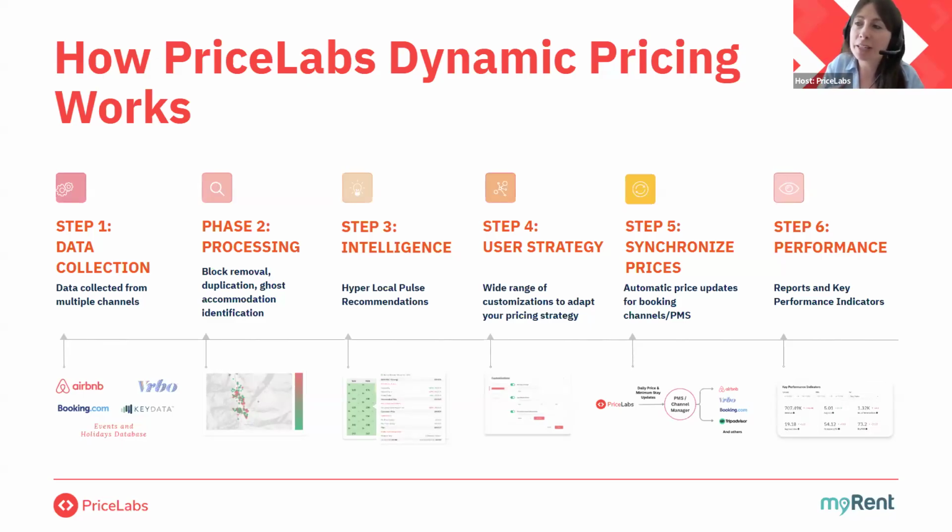Together with the automation, you can also control your prices. So we have a wide range of customization that you can personalize. This is, if you have already a strategy, you can implement it using the customization. Otherwise, they are already set by default, checking the market data. Once you're all set, you can start sending the prices to the PMS. So we are going to push prices and minimum stay to MyRent, and MyRent is going to push them all over the different channels.